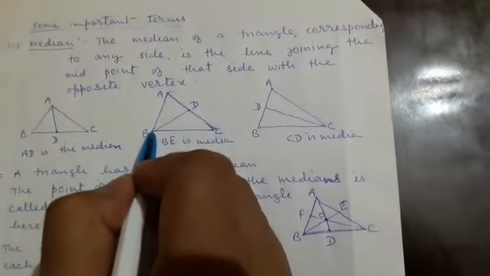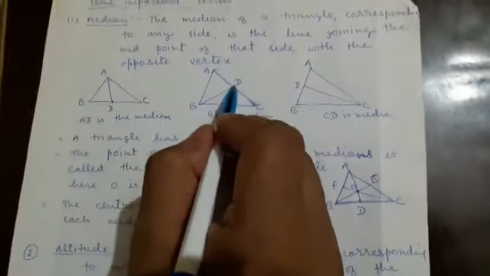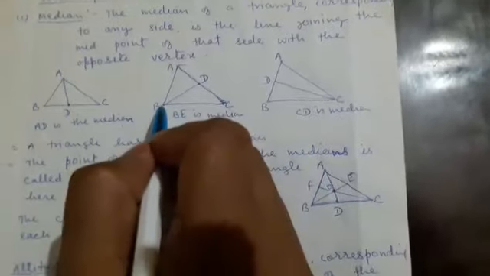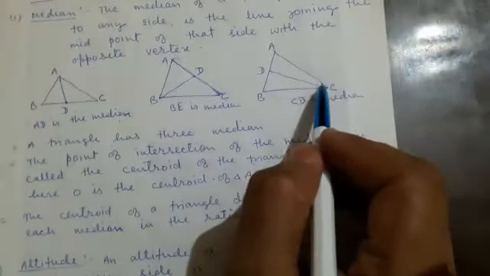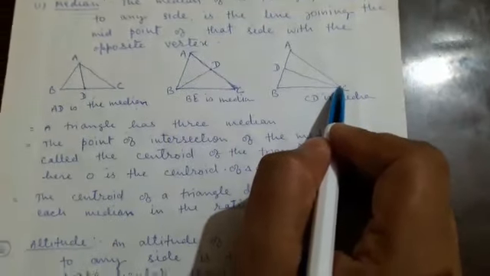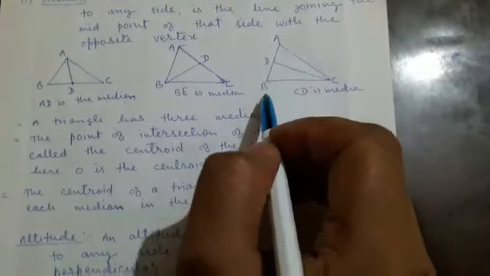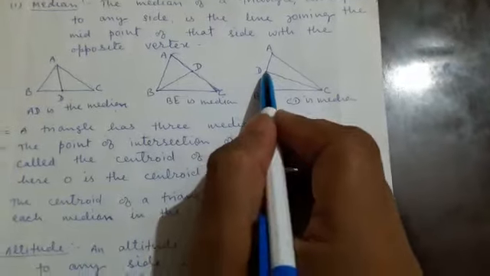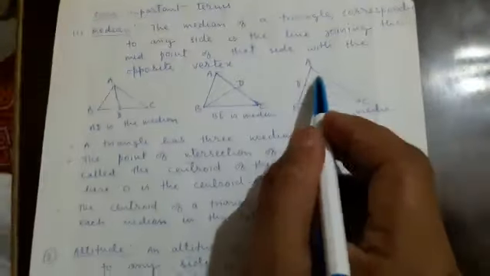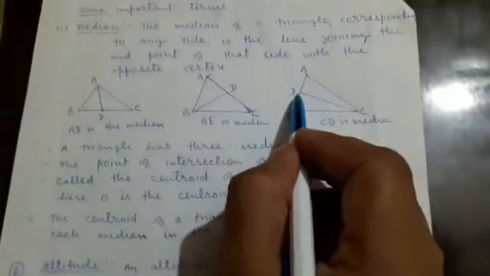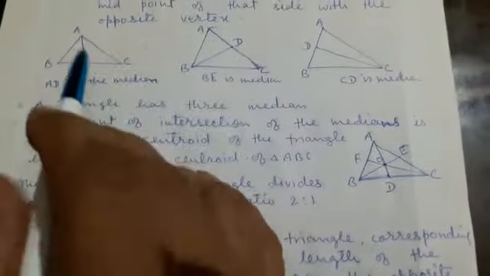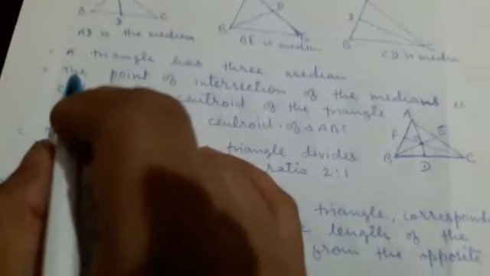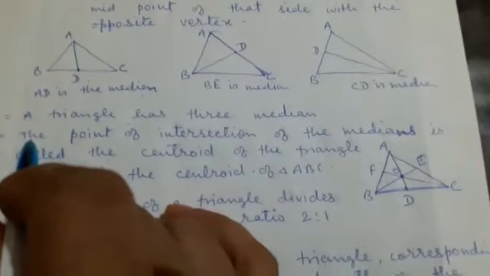Similarly, from the vertex B a line is joining the midpoint of AC, therefore BD will be the median. In this triangle ABC, from the vertex C a line is drawn to AB such that it joins the midpoint of AB, therefore CD is the median. Now we'll say a triangle has three medians. In any triangle we will find out three medians.